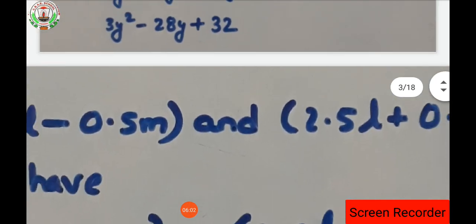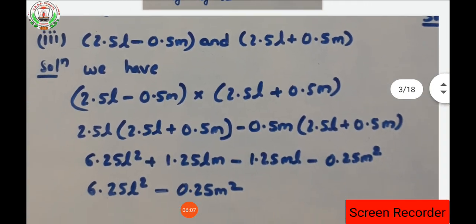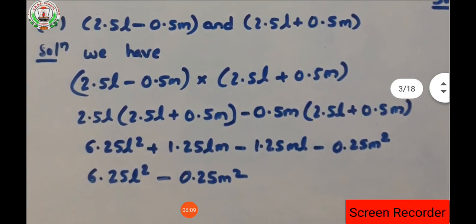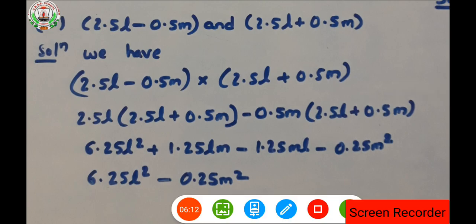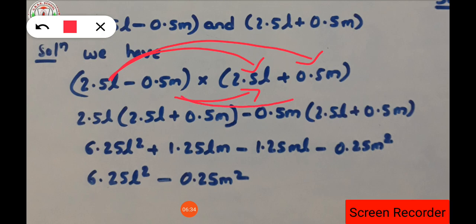Clear everyone? Then the next one is again about multiplying binomial terms, but it is in the form of a decimal, isn't it? So look how to do the decimal also. Decimal is also the same, no difference. Here 2.5L will multiply with 2.5L, and again 2.5L will multiply with 0.5M. Then after minus, 0.5M will multiply with 2.5L, and minus 0.5M will multiply with 0.5M, isn't it?